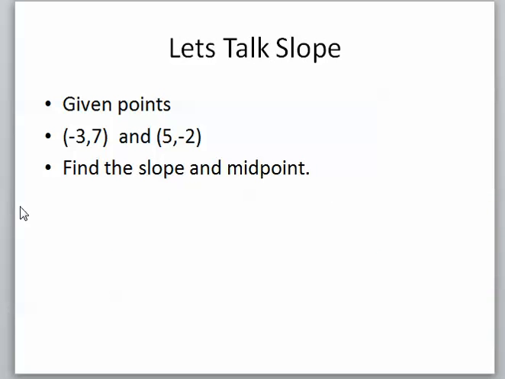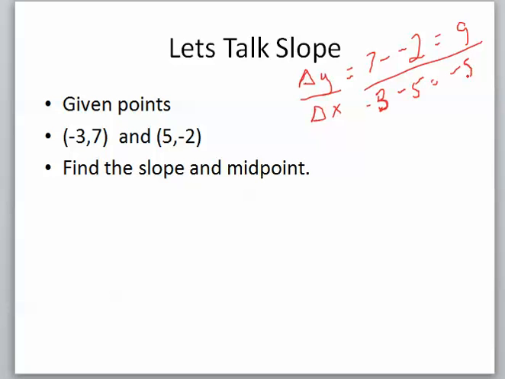Okay? If we're talking slope and midpoint, then to find the slope, you take the change in the y's divided by the change in the x's. Well, the change in the y's in this situation is going to be 7 minus a negative 2, which is equal to a 9, divided by negative 3 minus 5, which is a negative 8. And so my slope is going to be equal to 9 over negative 8.